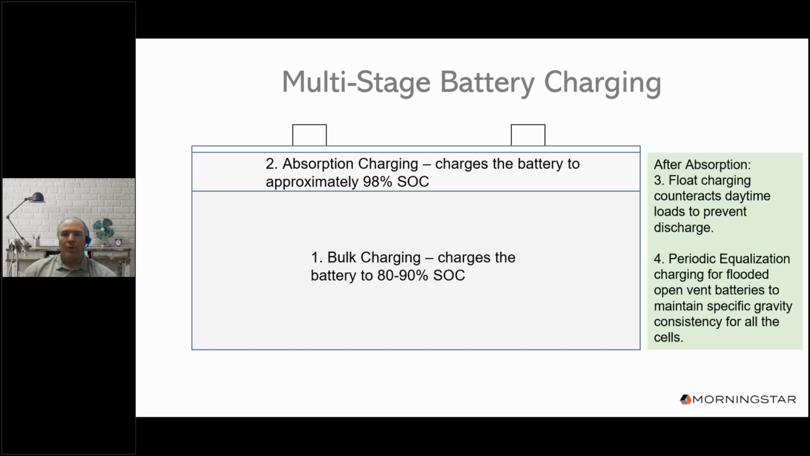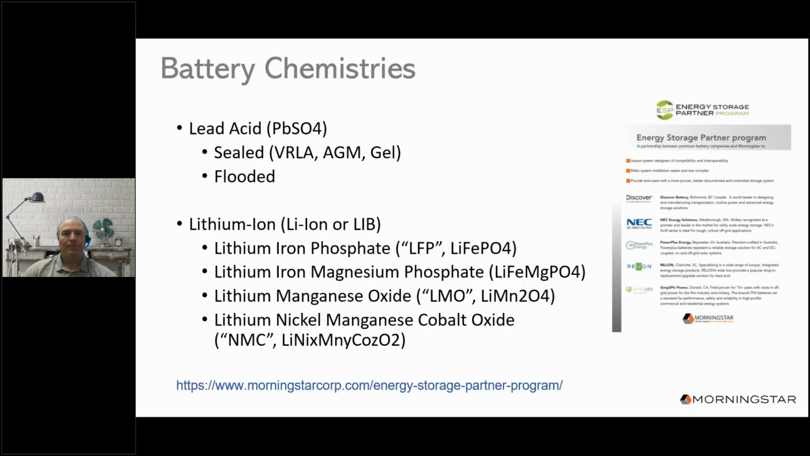It's also important to note that this slide pertains to lead acid batteries. Other battery chemistries may have different charging requirements. Although lead acid batteries are the most common type of battery used in off-grid solar systems, lithium and other battery chemistries have gained a lot of traction. We launched an energy storage partner program several years ago, and this program involves working with many lithium iron phosphate battery manufacturers to maintain the highest state of charge for their batteries and to help maximize battery life.